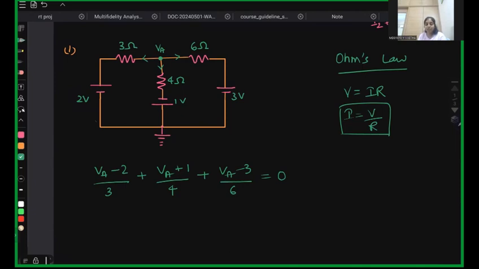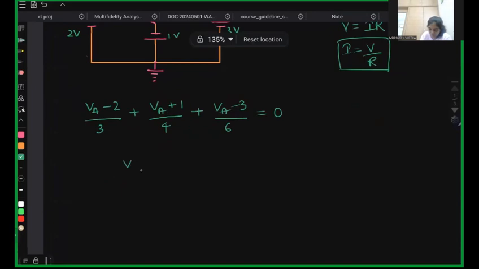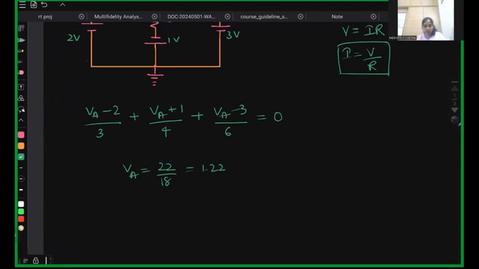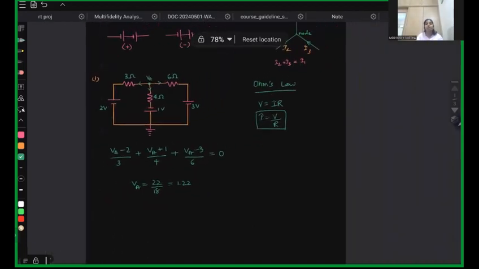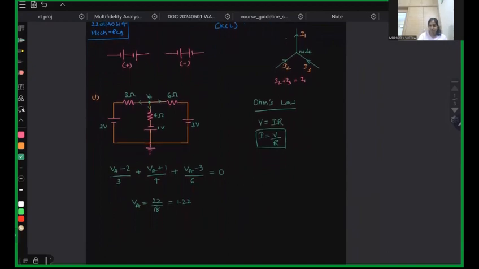After we solve this, we get VA equal to 22 by 18, which is equal to 1.22. As we only have one variable, we can easily solve this equation. So this is the basics of Kirchhoff's current law. Let us go to the next problem. We'll be looking at problems which have more nodes and a current source.